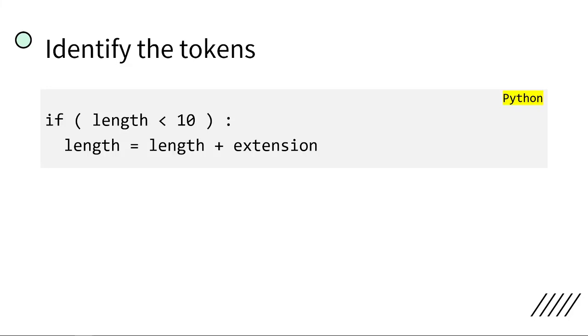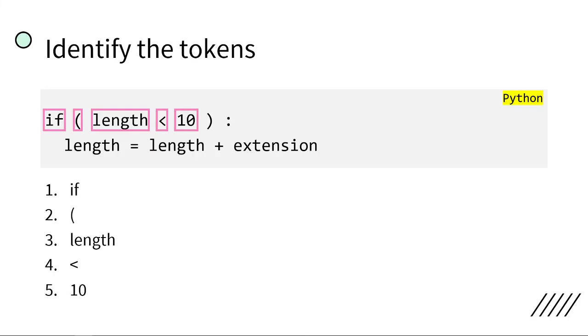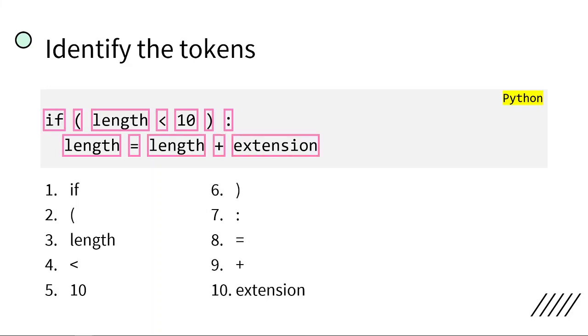So here is a simple if statement and assignment statement in Python. We have: if length is lesser than 10, then length is equal to length plus extension. So we will identify the tokens in this piece of code. First we have the token if. After that, we have the token open parenthesis. Next, we have the token length. And then the token lesser than, followed by 10, then close parenthesis, and then colon. We also have length, but I did not list it here again because it is already number 3. After length, we have the equal symbol. Then again length, and then plus, and then extension.